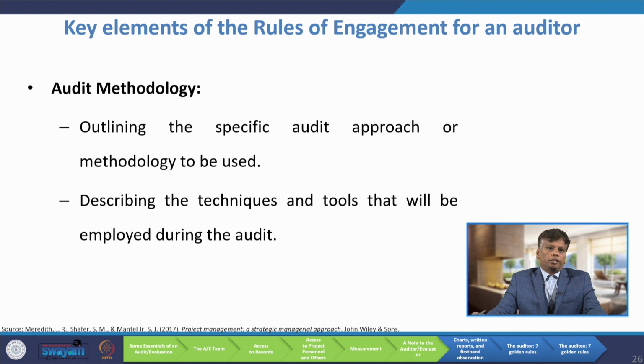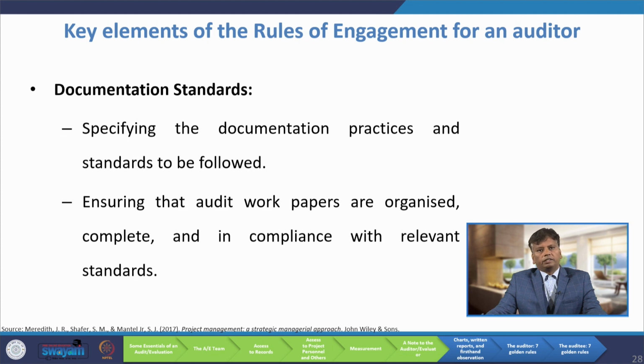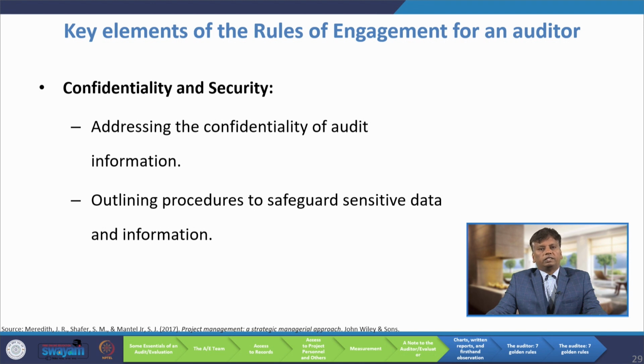The third element is audit methodology. So, outlining the specific audit approach or methodology to be used, then describing the techniques and tools that will be employed during the audit. The next element of the rules of engagement is called communication protocol, establishing channels of communication between the auditor and the auditee and defining reporting requirements and timelines for communication of findings. The next element is documentation standards, specifying the documentation practices and standards to be followed and ensuring that audit papers are organized, complete and in compliance with relevant standards. The next element is confidentiality and security.